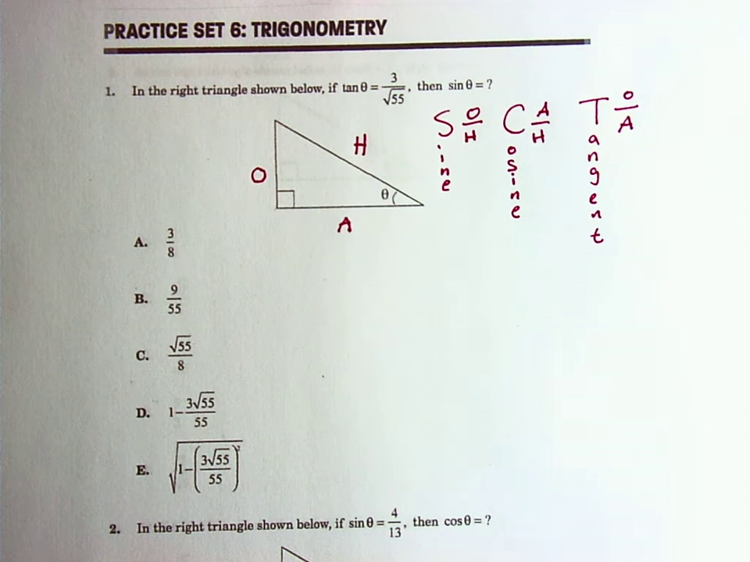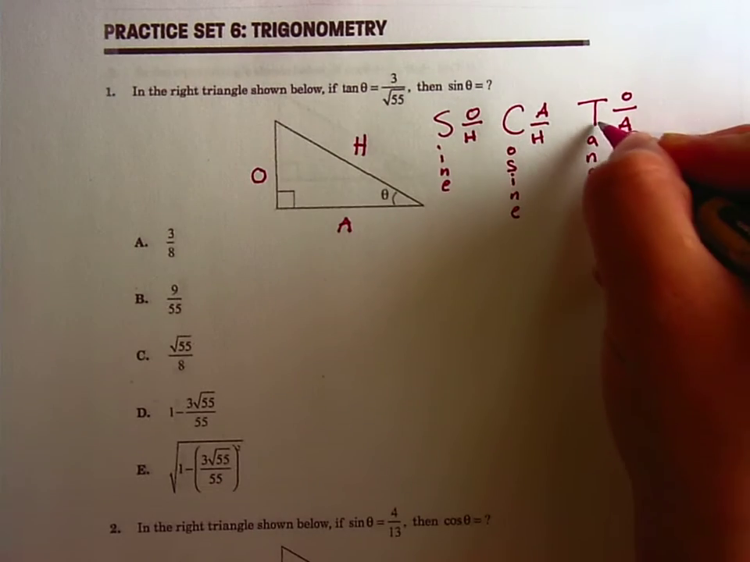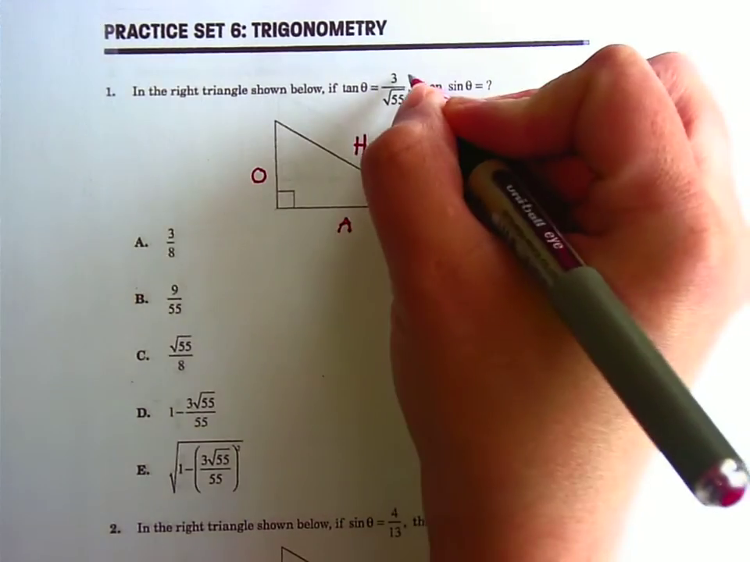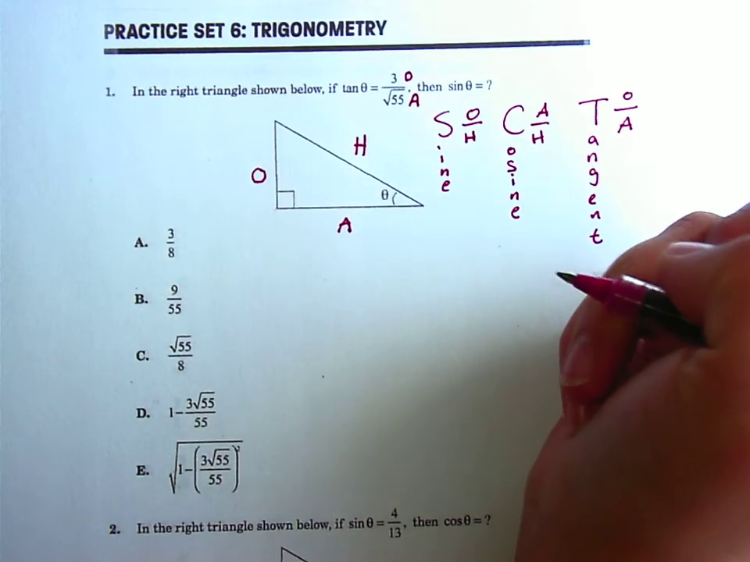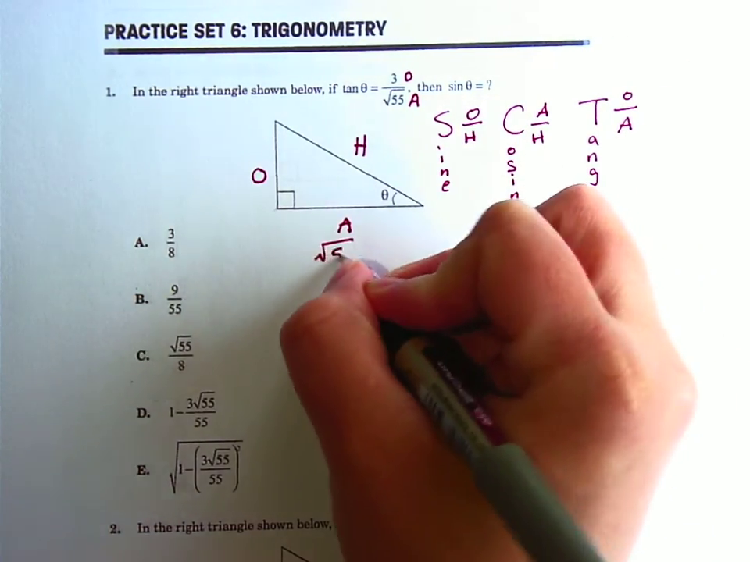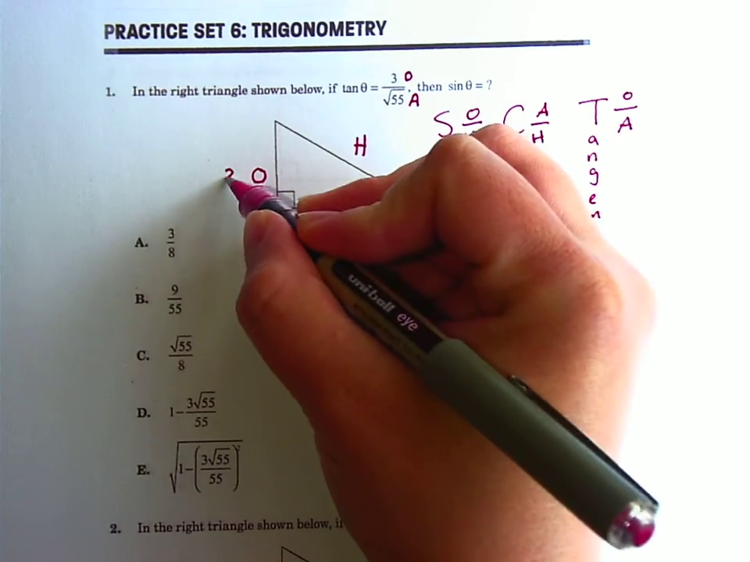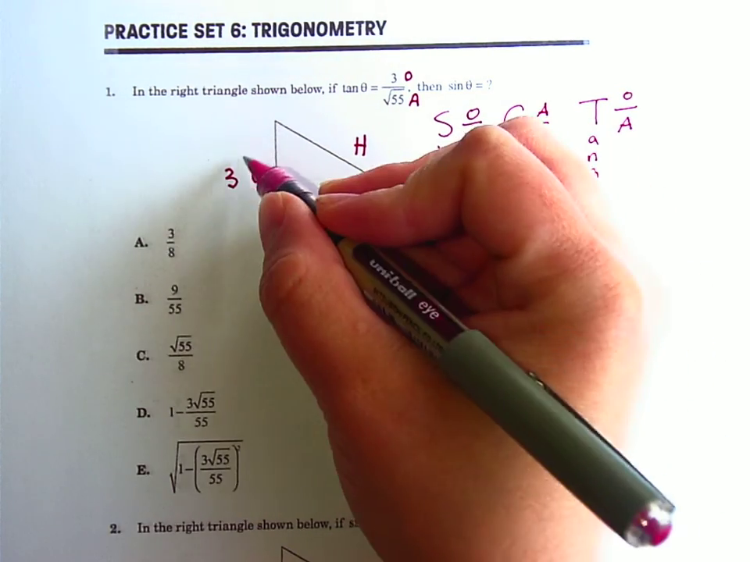Alright, so in the right triangle shown below, if tangent equals 3 divided by the square root of 55. So tangent is opposite over adjacent, so I know that the opposite side is 3, and the adjacent side is the square root of 55. So I'm going to write those in. Looks like 30, doesn't it?